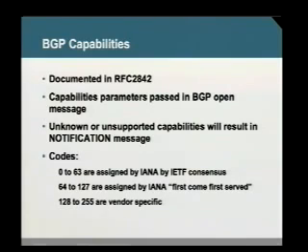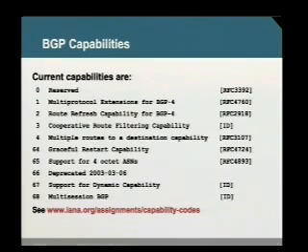The various capability codes: the first 63 are assigned by IANA by IETF consensus. In other words, the working group has agreed that we need this capability. 64 to 127 are assigned first come, first served by the IANA, and the last 128 are vendor specific.